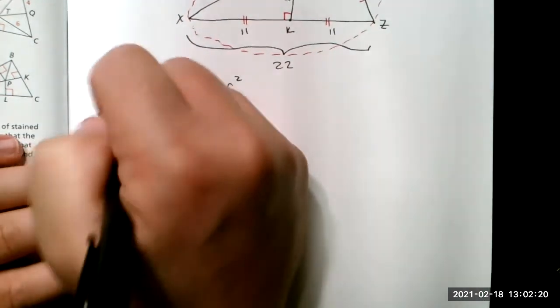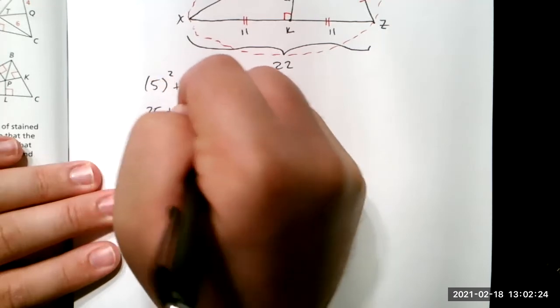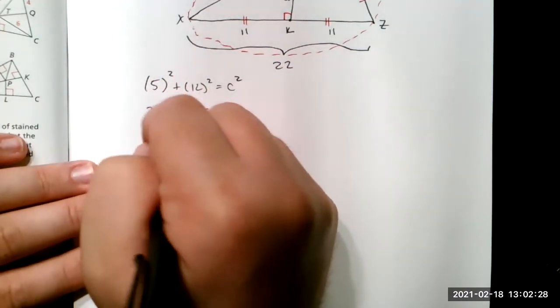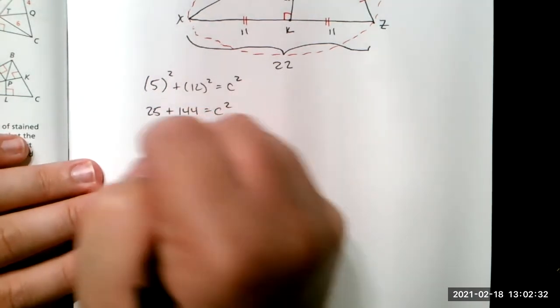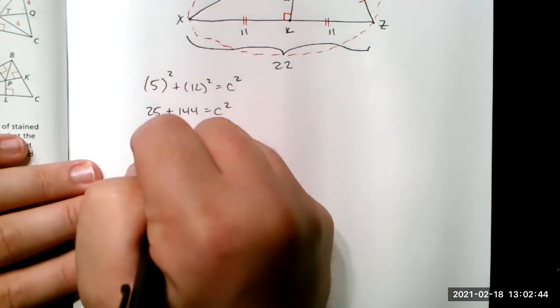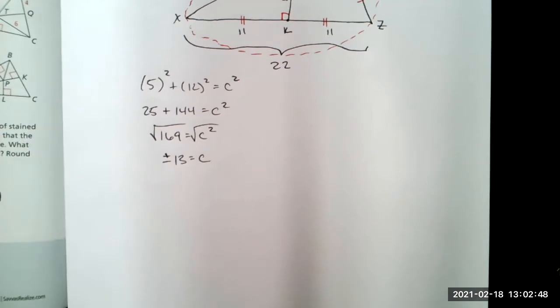And let's see if I can do this in my head. 5 squared is 25. 12 squared is 144. 25 plus 144 is 169. And then if I square root both sides, 13. Yeah, 13. So it's going to be positive and negative 13 will be the value for C.